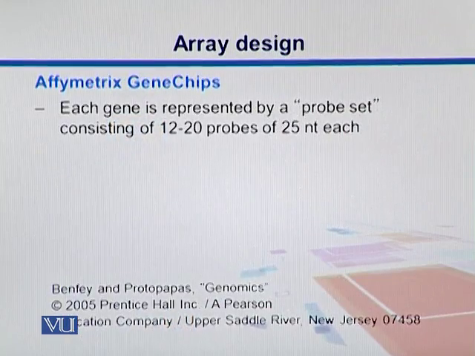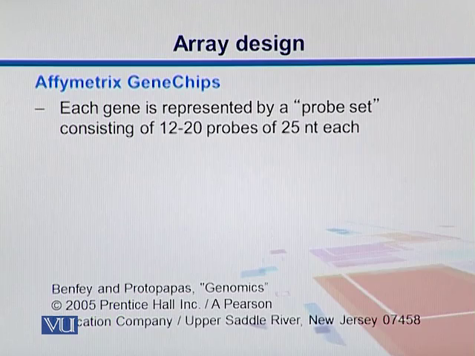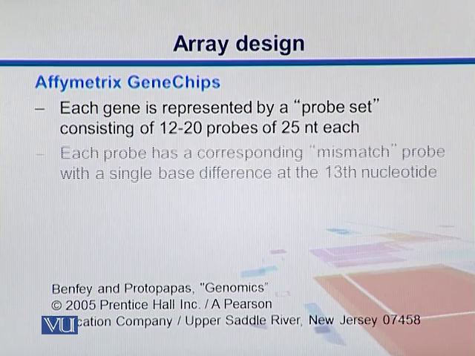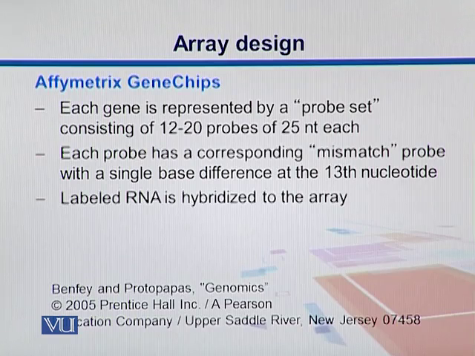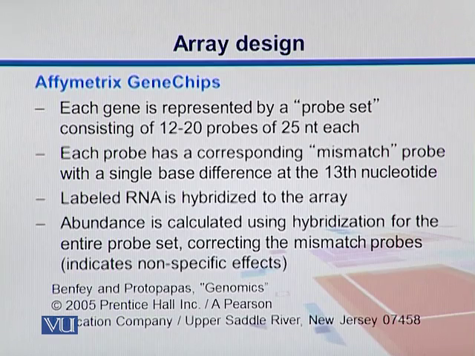In Affymetrix, each gene is represented by a probe set, consisting of 12 to 20 probes. Each of them is 25 nucleotides in length. Each probe has a corresponding mismatch probe with a single base difference at the 13th nucleotide. Labeled RNA is hybridized to the array, and abundance is calculated using hybridization for the entire probe set, correcting for the mismatch probes, which indicate the non-specific effect.